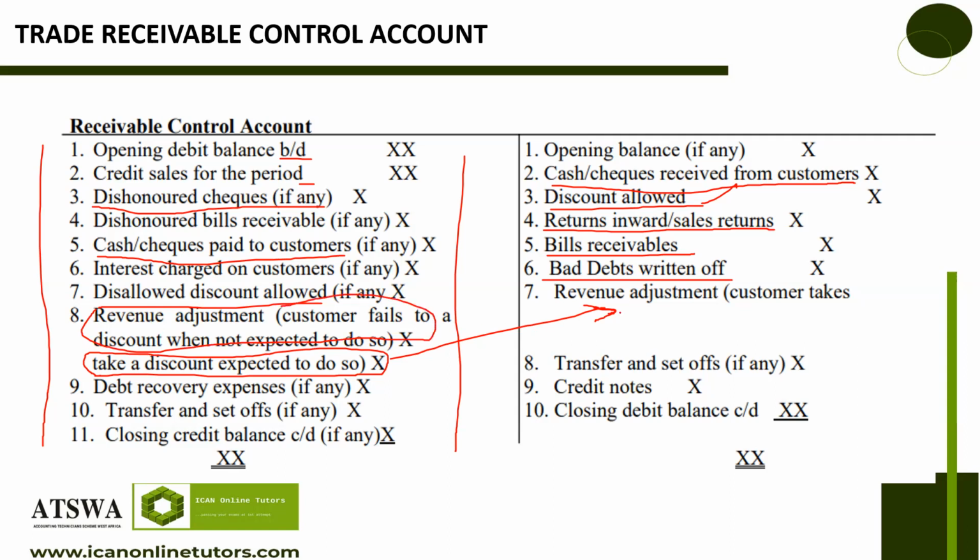While on this other side, the customer did not take the discount and is expected to actually take the discount. So to adjust the receivable account, the discount the guy did not take, you would pull it back on this side to reduce the amount that is actually owing you. Do you understand? Should I continue? Yes, sir. Okay, thank you.